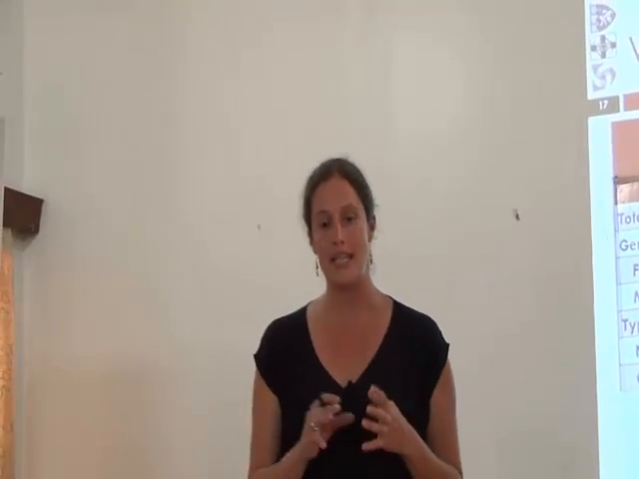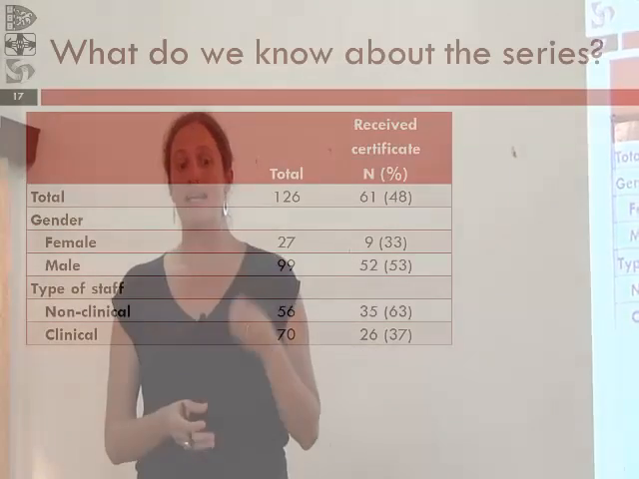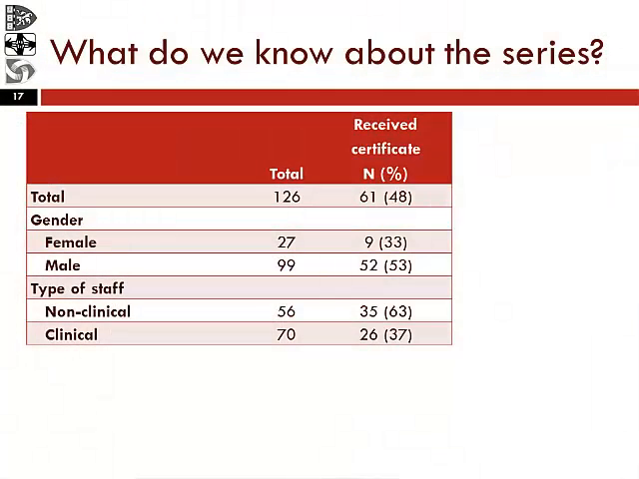What else did we learn from the training series? Well, we also looked at different factors. So at the beginning of the training, we had 126 people start, and we only had 61 people finish. So we lost quite a few people along the way. 48% finished, so 52% did not finish. And we looked at a lot of different factors of who finished and who did not. Here are two factors that I wanted to share with you: gender and type of staff.